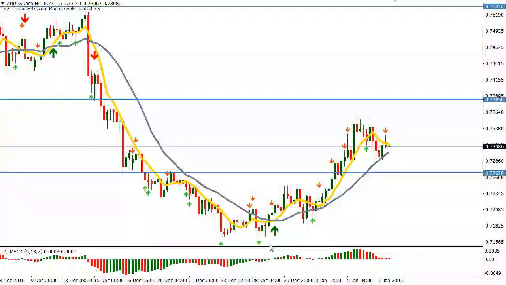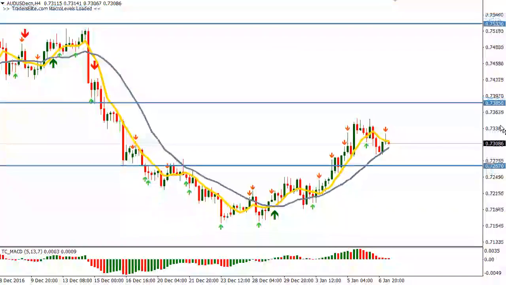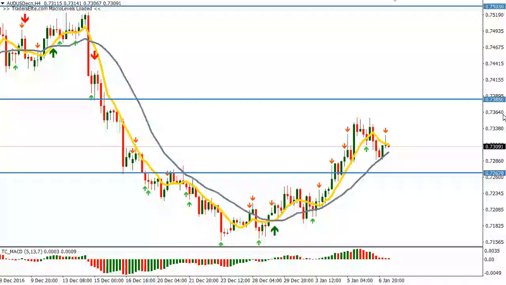at extreme levels like these ones here. Here's another one with the trend, another one here that's just occurred. And finally, we have the macro levels indicator, which are these horizontal lines, and they give us an indication of what the institutions are looking at.